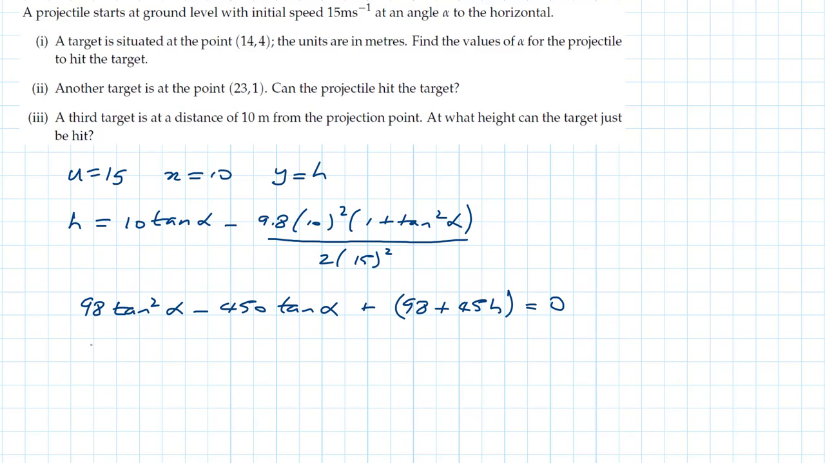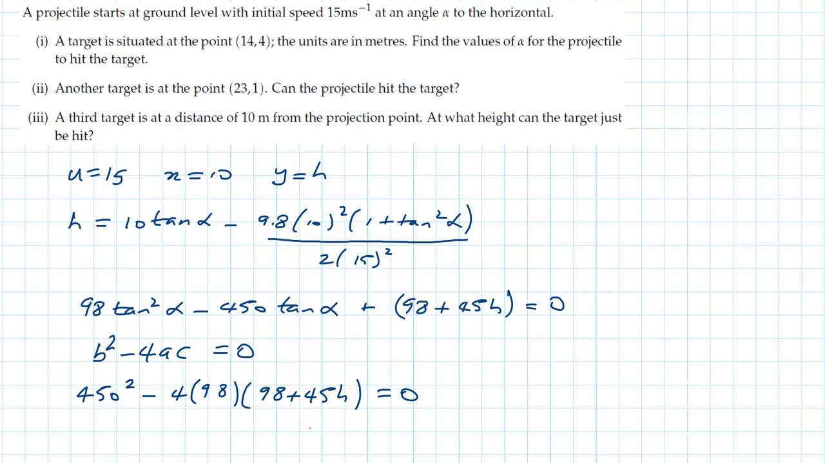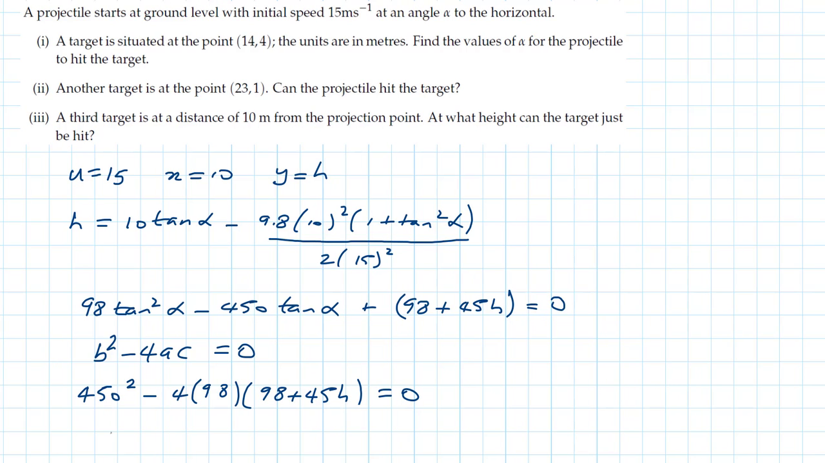Now, because we want there to be just one solution, we're going to use the discriminant. So b squared minus 4ac will equal nothing for just one repeated solution, one repeated root. Substituting my values into it, we're going to have 450 squared minus 4 times 98 multiplied by (98 plus 45h). We know that was going to equal 0. And solving this, we find that h is equal to 9.30 meters, 9 meters 30 centimeters.